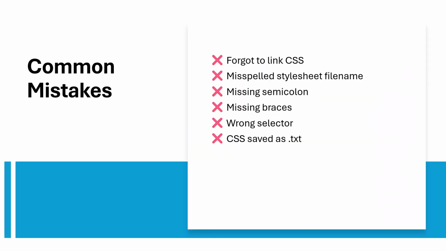So beginners often encounter a few common problems. The style sheet may not be linked correctly, the file name may be misspelled, semicolons or braces might be missing, or the selector might not match the intended HTML element. So if your web page doesn't appear as expected, check these common mistakes. It will usually help identify the problem.